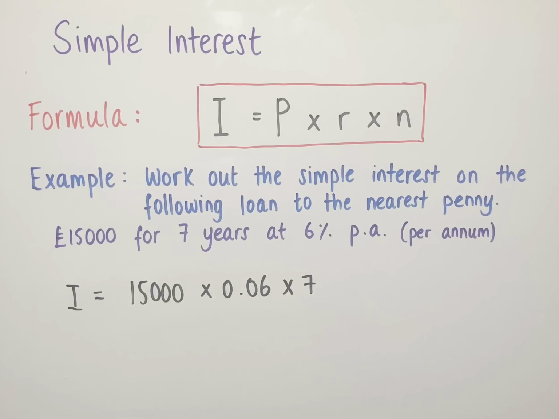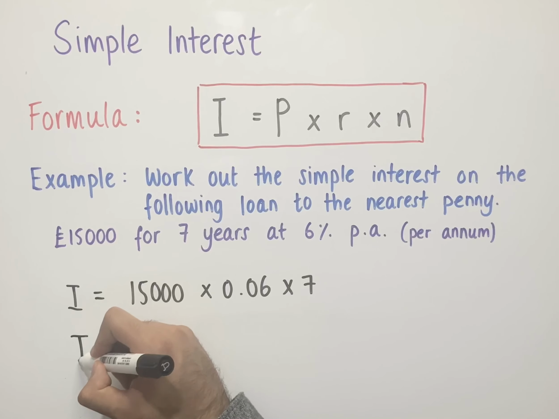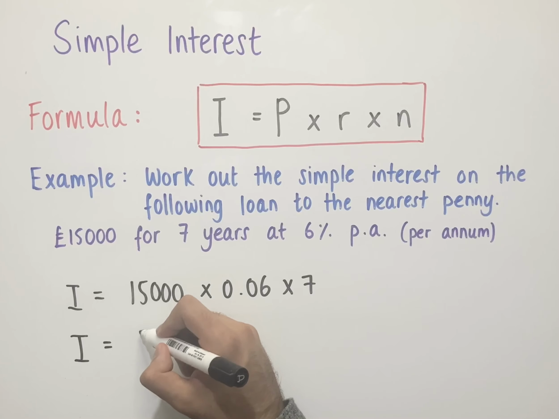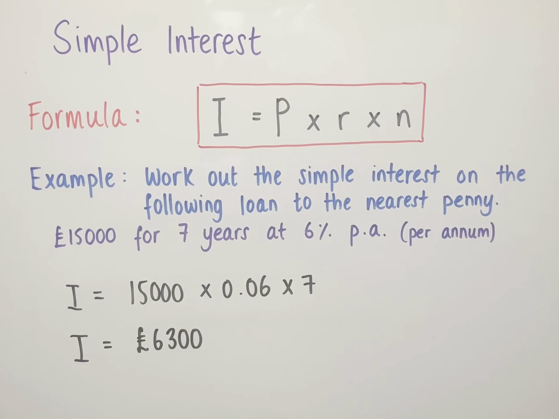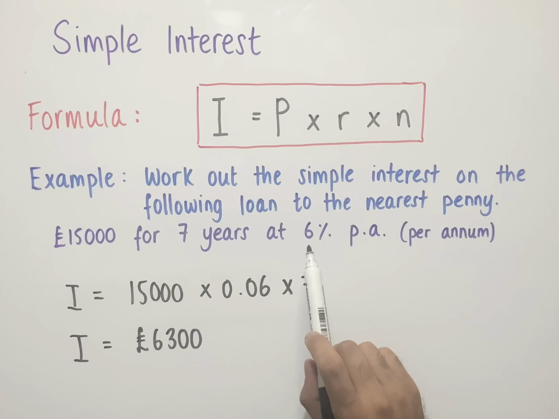Putting this in a calculator and working this out, we find that we get an answer of 6,300. So including our units, we have that the simple interest equals £6,300. If we wanted to work out how much money would need to be repaid on a loan of £15,000 for 7 years at a simple interest rate of 6% per annum, we could use the following formula.